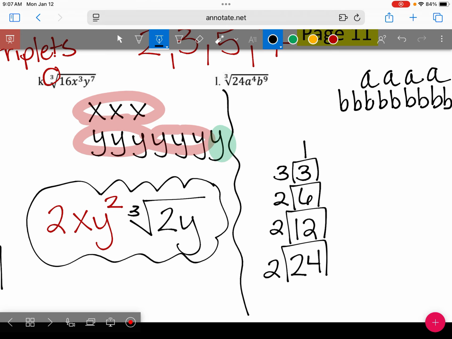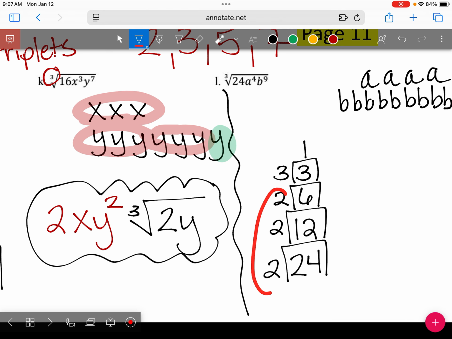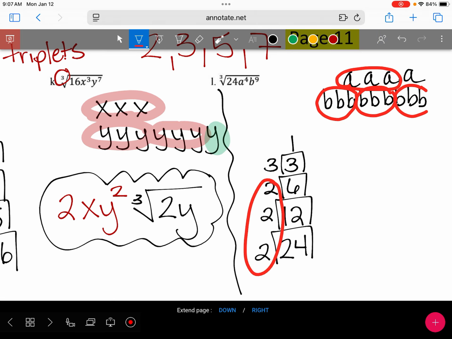Now we got to switch to 3. So what do I have groups of? I have 1 set of triplet 2s, 1 set of triplet a's, and 1, 2, 3 sets of triplet b's. All right, so let's go ahead and take that out. So I have a 2, a, and b cubed. And then underneath, what's left over? A 3 and an a. A 3 and an a. All right, who had that answer?